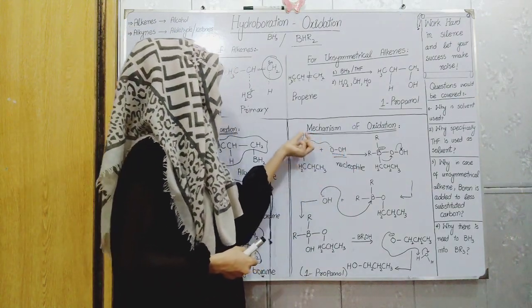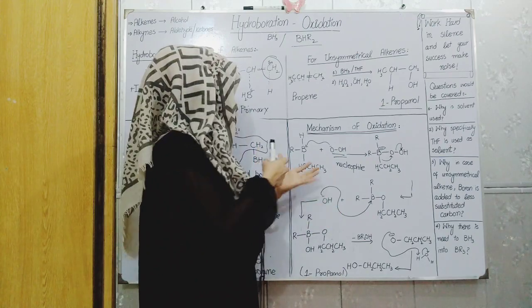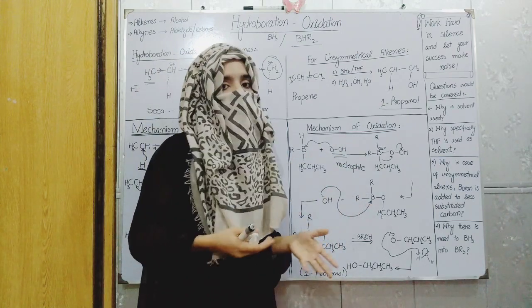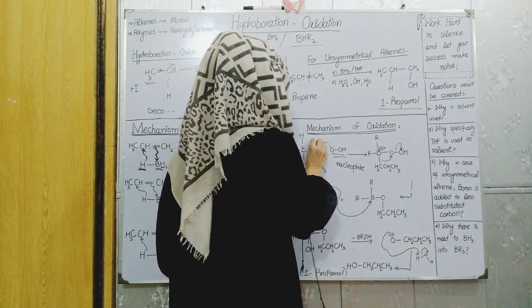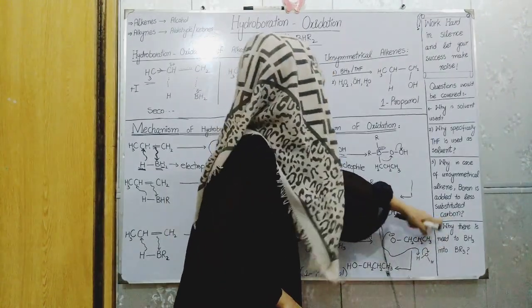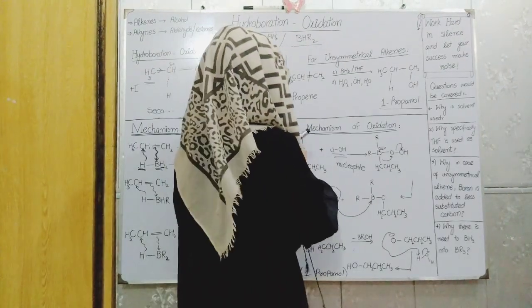Then it will act as a base and take the proton, and we couldn't proceed with the reaction in this way, and the desired product is not obtained. That's why we have to replace all the hydrogen atoms in the borane with the alkyl group.